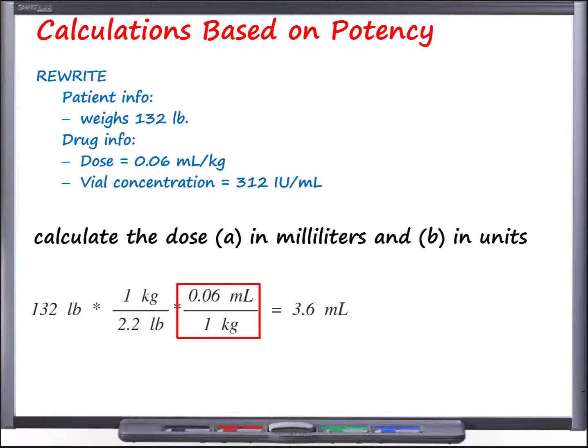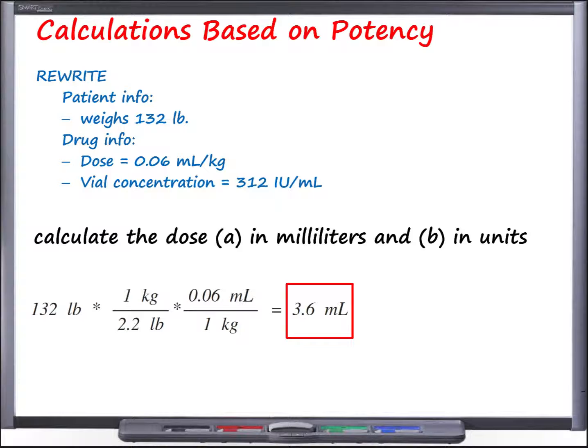And we know the dose was told to us as 0.06 milliliters per kilogram. So if we multiply in this way, kilograms will cancel, and our final answer will have units of milliliters. So if you do all of that math, we'll see that the volume of this H big that we need to provide this patient from the vial is 3.6 milliliters.